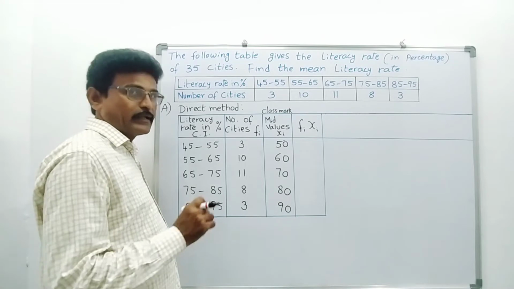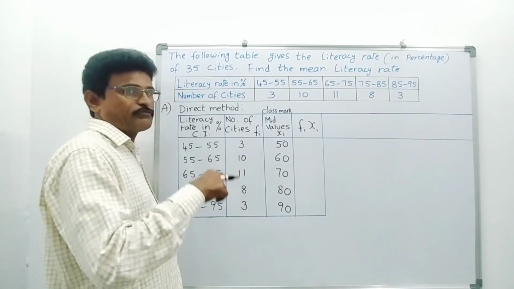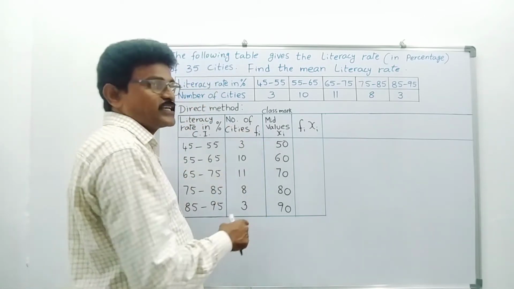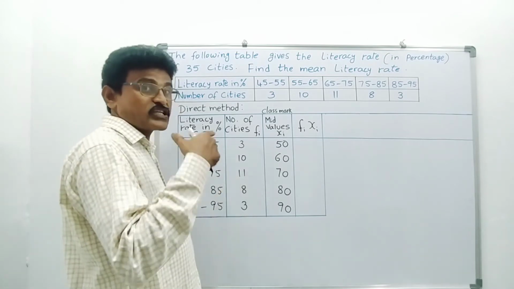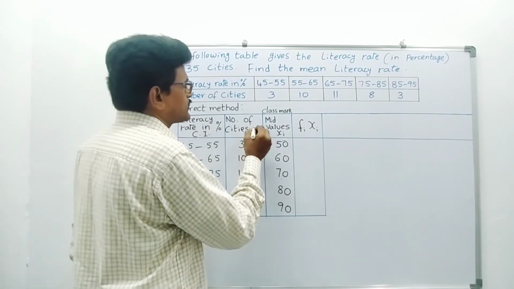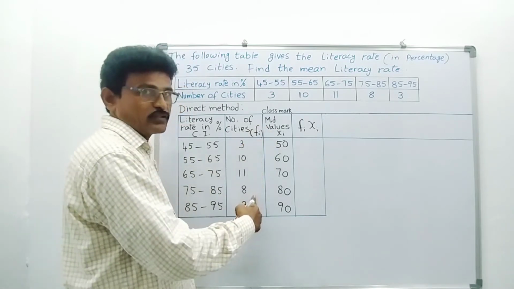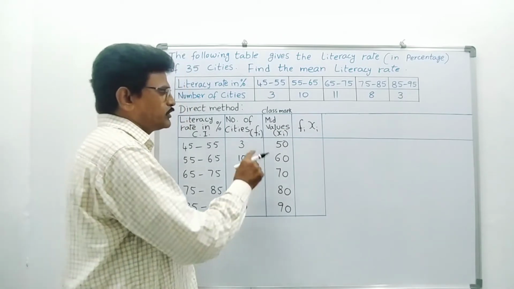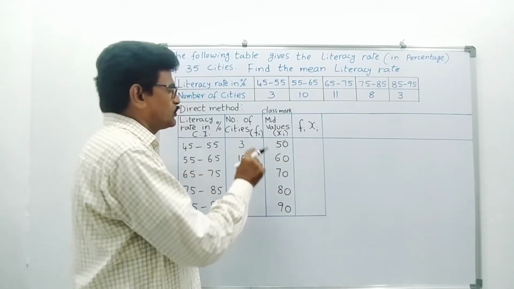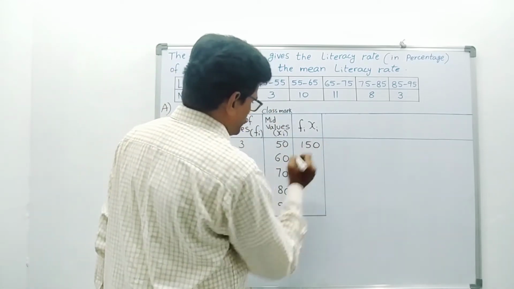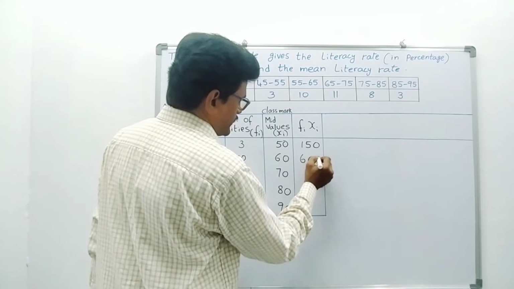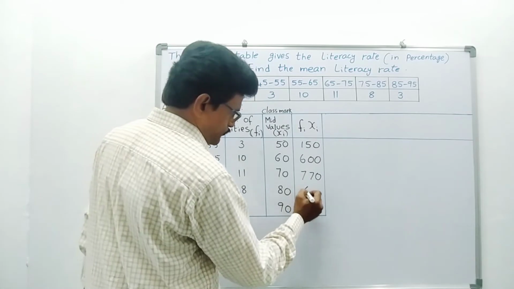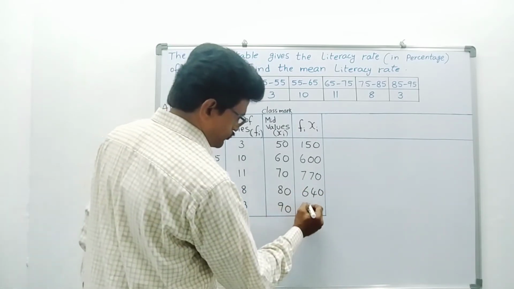Now next, in the direct method we have to calculate Fi Xi. So multiply these two values. These are frequencies, the number of cities I entered here. The number of cities is the frequency, denoted as Fi. Now the mid values are Xi. Now Fi into Xi: 3 into 50, 150. 10 into 60, you will get 600. 11 into 70, 770. 8 into 80, 640. 3 into 90, 270.